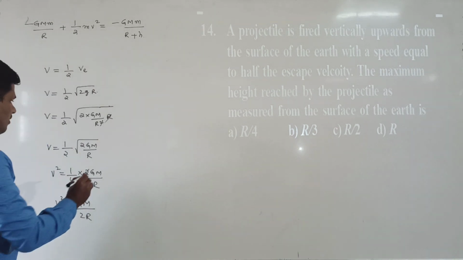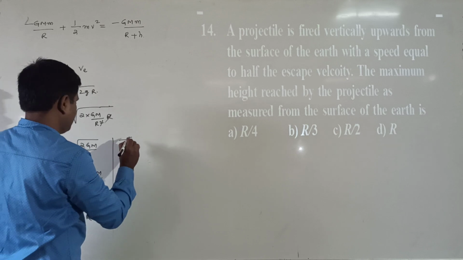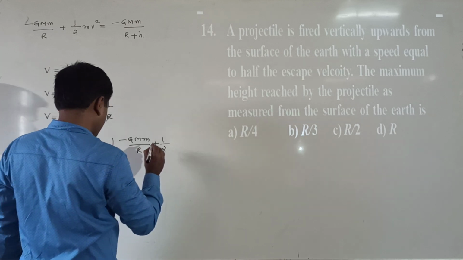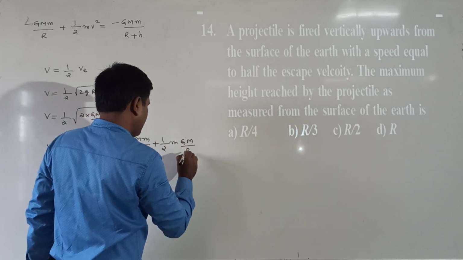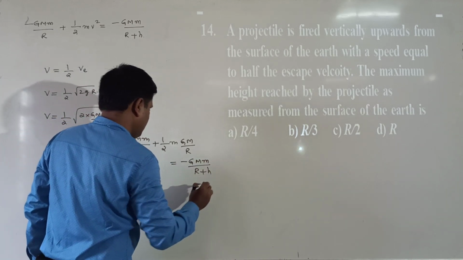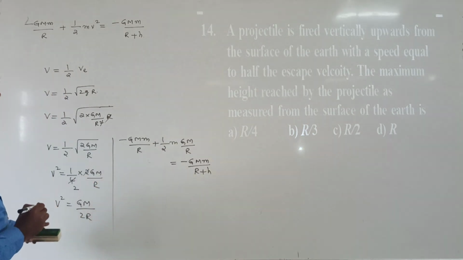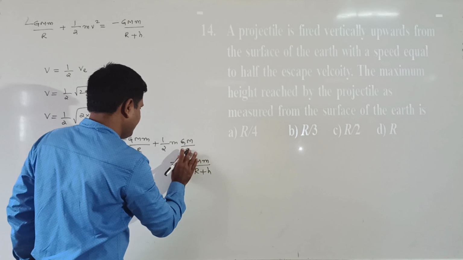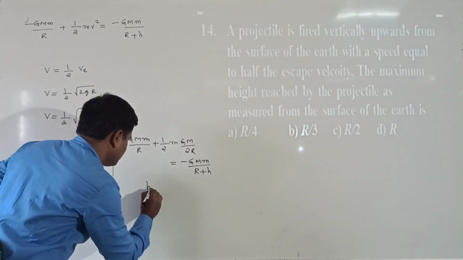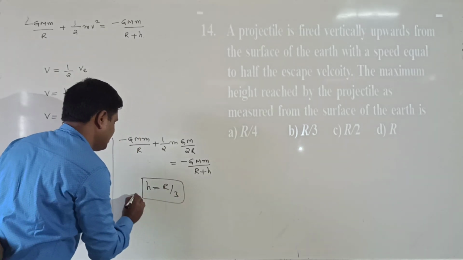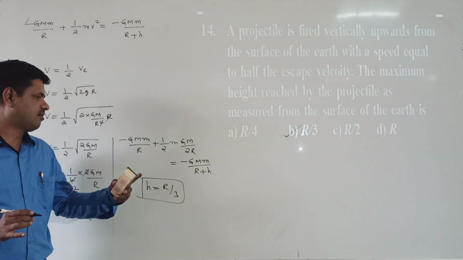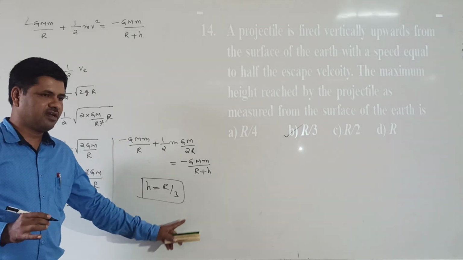Substituting this value, we get minus G M m by R plus 1 by 2 into m into G M by 2R equals minus G M m by R plus h. When solving this, taking G M common, we get the h value is equal to R by 3. Which option is correct here? Option B is correct.